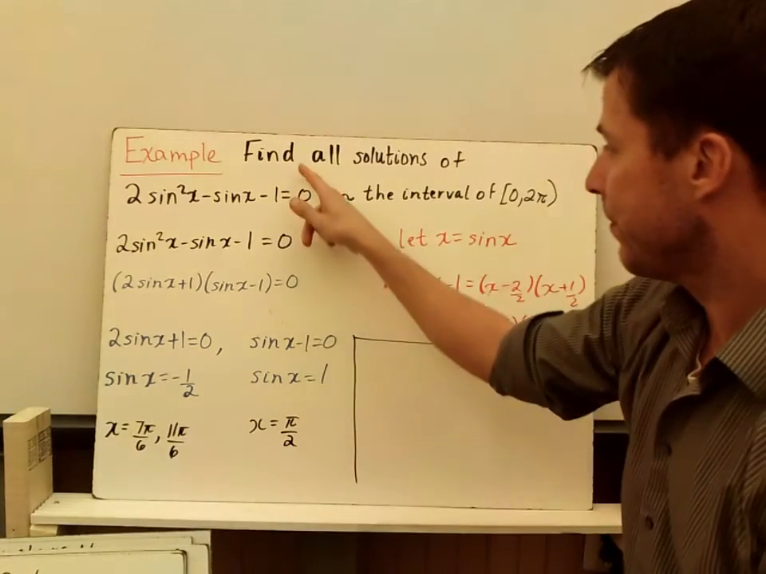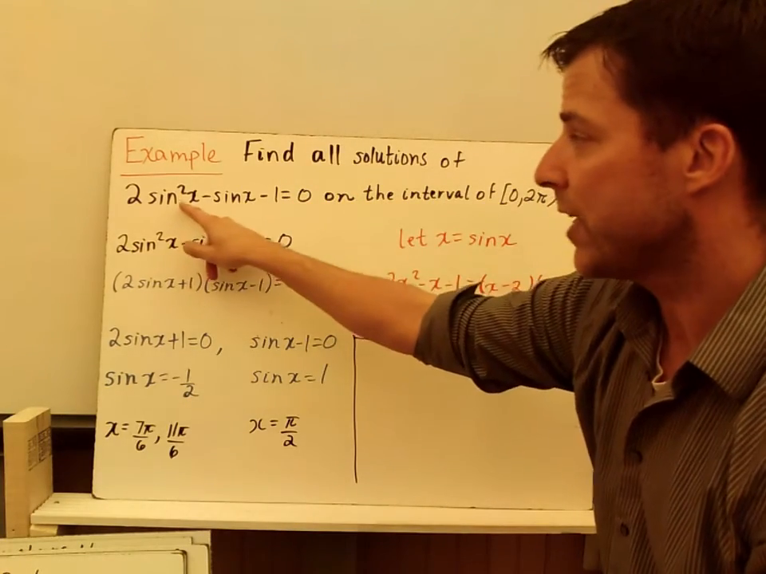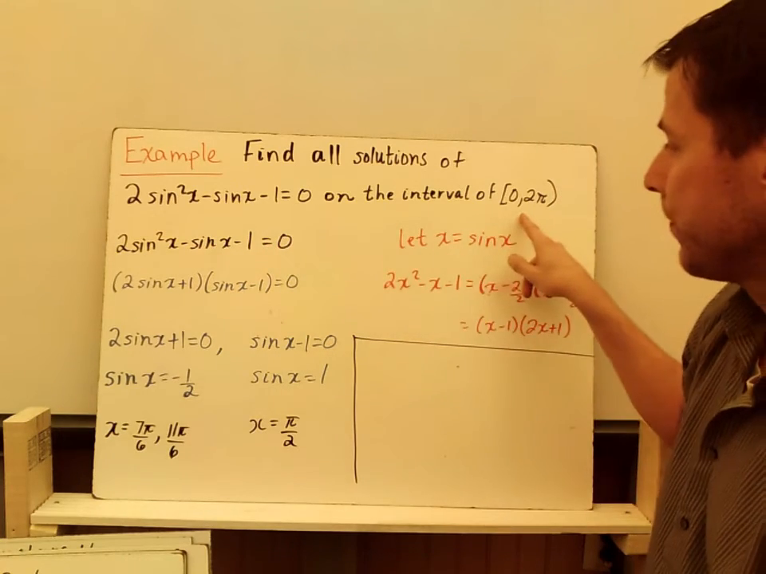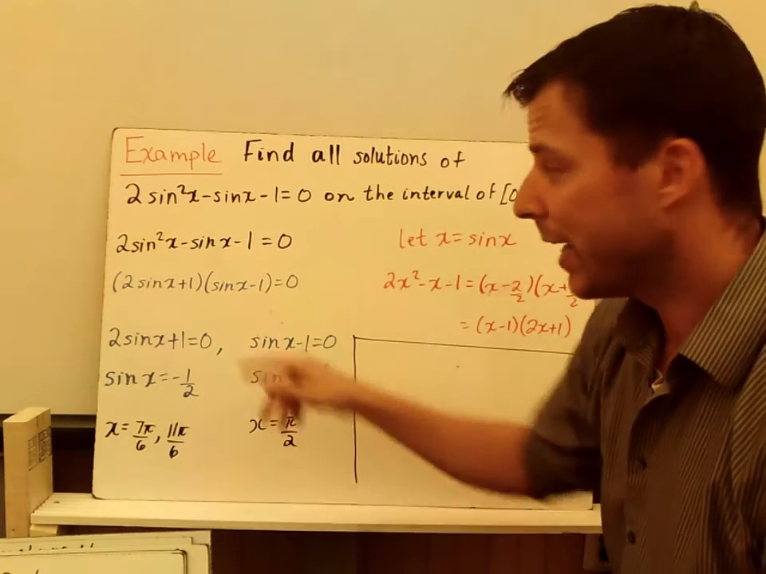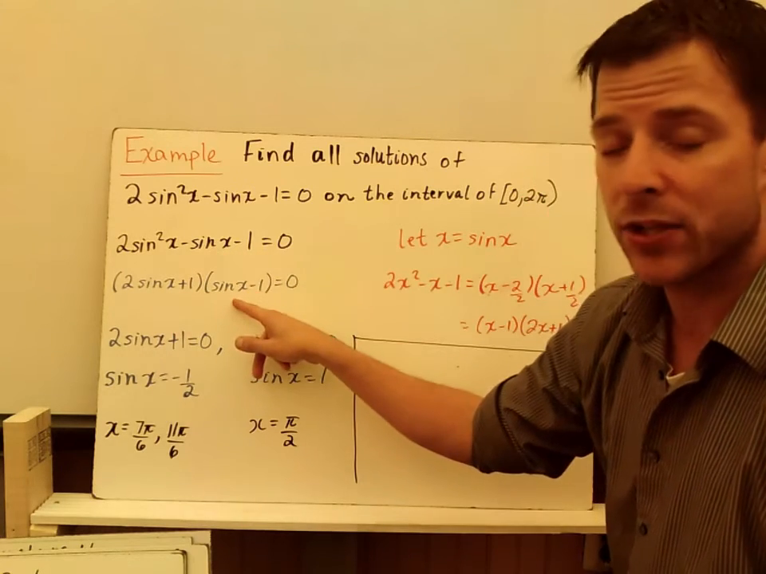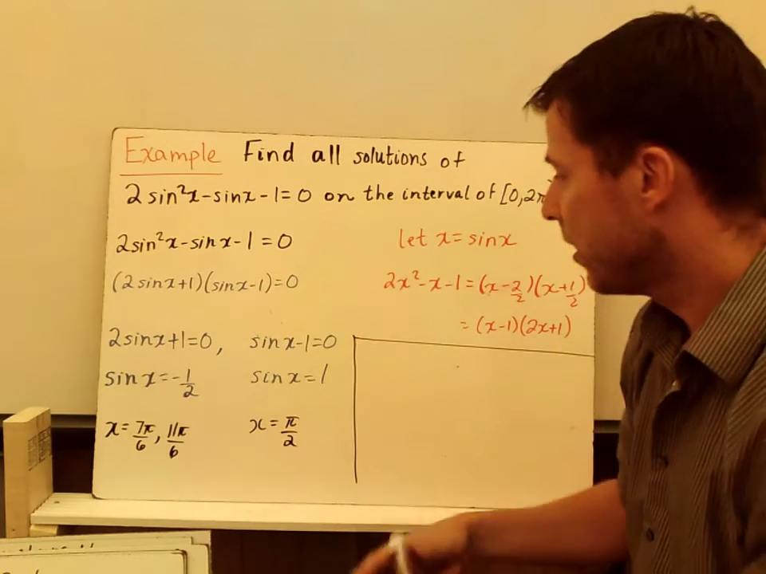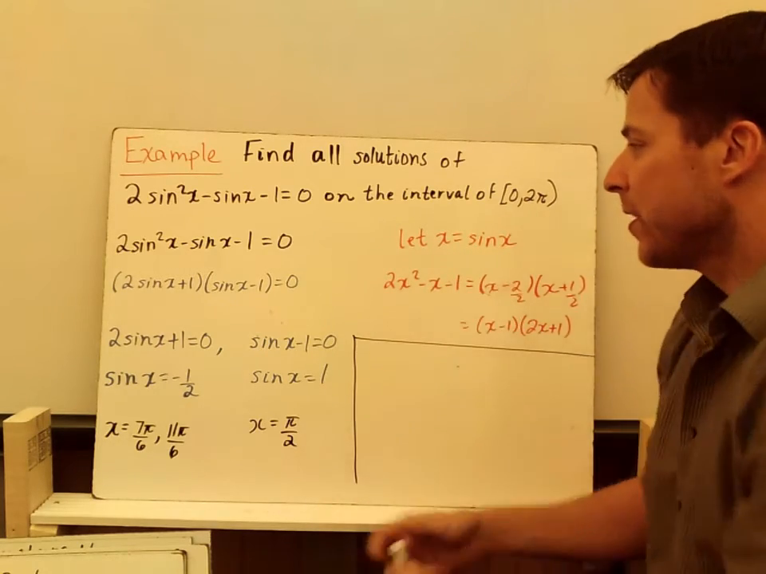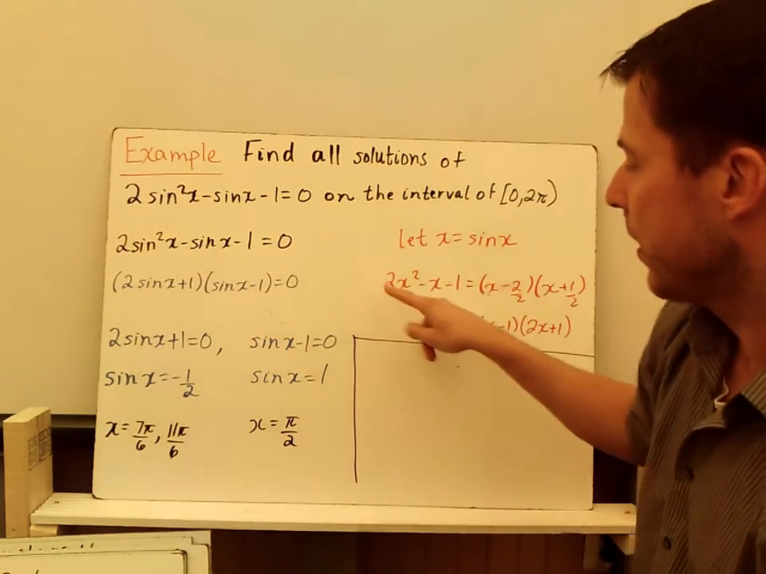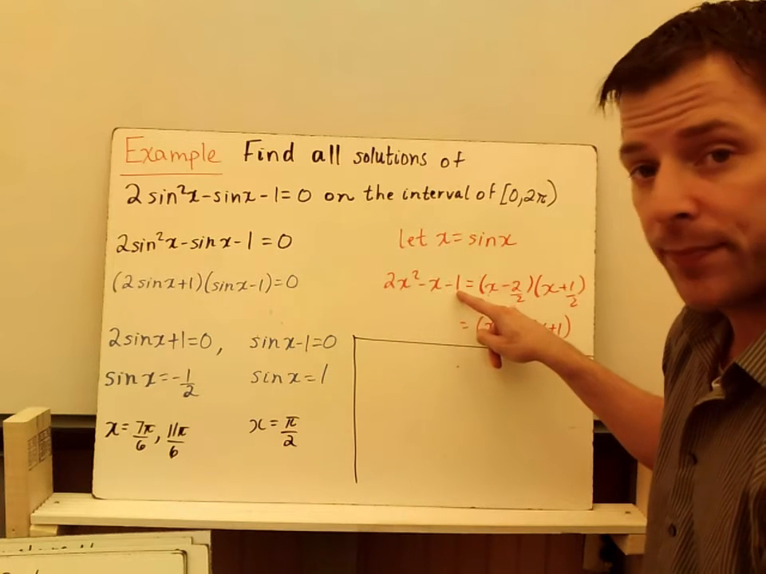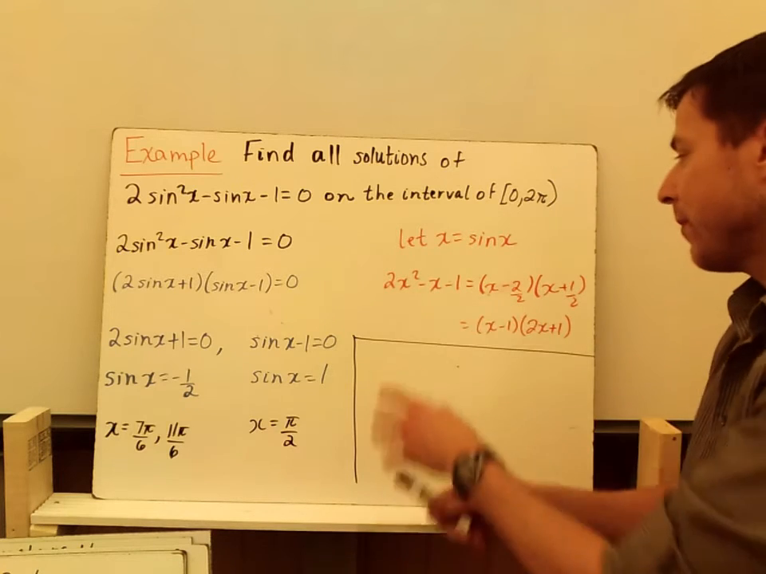In our last example, find all solutions of 2 sine squared x minus sine x minus 1 equals 0 on the interval. So, when I look at this first problem, it looks pretty difficult. I look and I factor right away, and it's like, how did I know how to do that? Well, think about this. Let x equal sine of x. So then this problem becomes 2x squared minus x minus 1. So I use regular factoring methods.